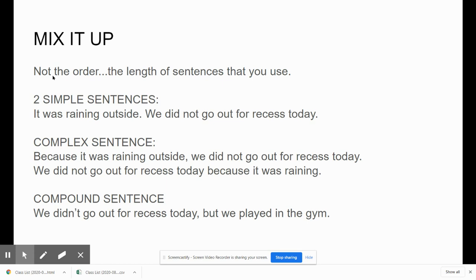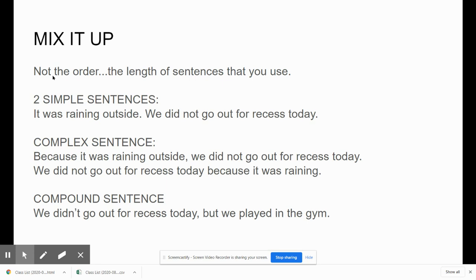You can write a complex sentence in one of two ways. You can have the dependent clause first, and you can have the independent clause after. That would read as such: "Because it was raining outside, we did not go out for recess today." Or you can switch that around and have the independent clause before the dependent clause: "We did not go out for recess today because it was raining."